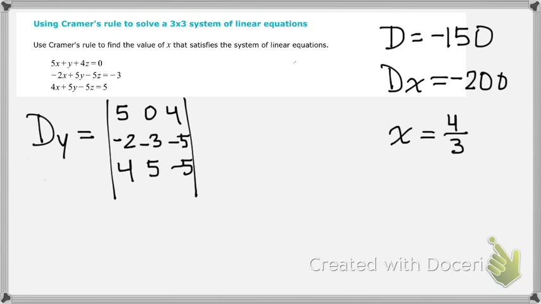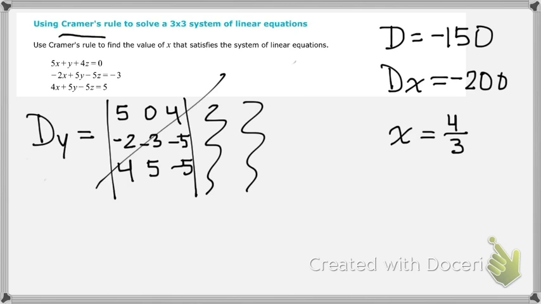And then I would find that determinant. Through the same method, repeat the column, use the diagonals. I'm not going to go through that, but I just wanted to show you how you set it up if you wanted to solve for Y using this Cramer's rule.